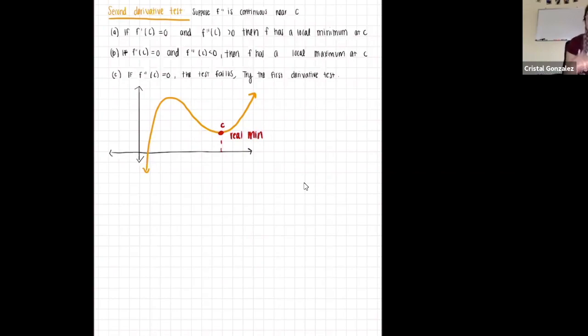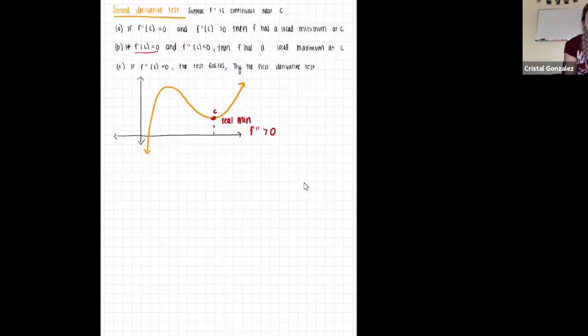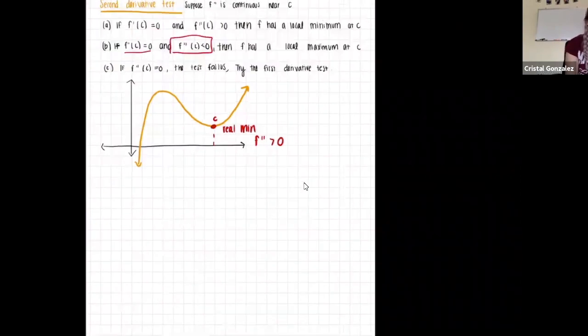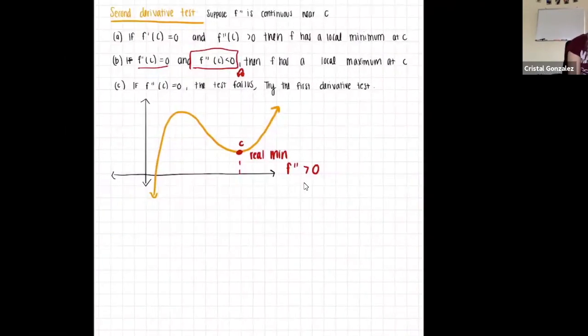And then at this point right here, our f double prime is actually greater than 0 because we're concave upward. And if you also have a critical value here, and our second derivative is less than 0, which means we have a downward parabola, or concave downward, then it has a local maximum, which makes sense because right here, at this spot, we have a real maximum. And here, we're concave downward, which means that our second derivative is actually less than 0.